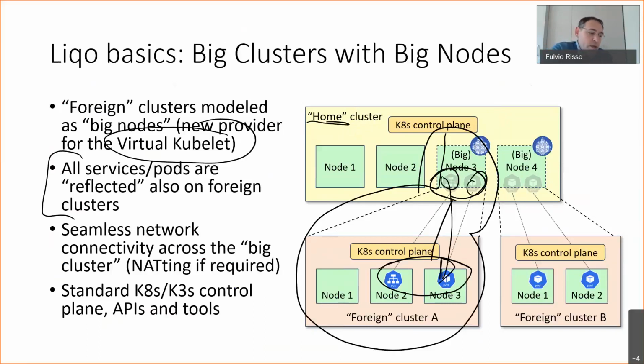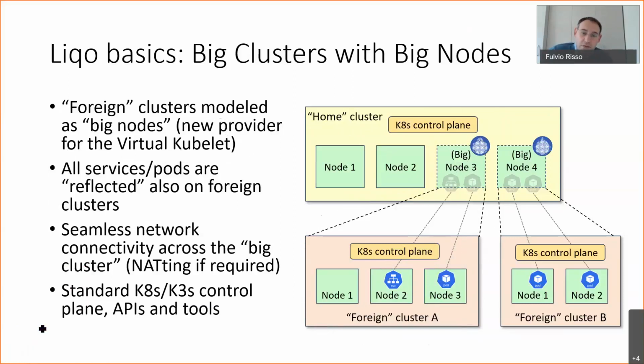And definitely, we need seamless network connectivity across the big cluster, because even if I'm trying to reach a service or a pod in a virtual node, actually, this has to be redirected to the remote cluster. So the network has to provide this kind of seamless network connectivity across all the clusters. Again, this will also be briefly investigated later.